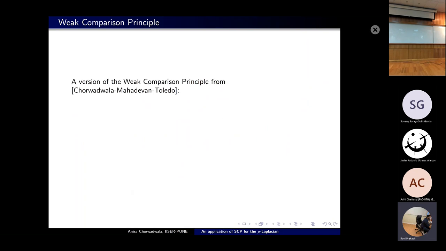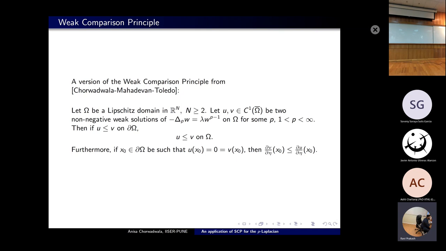Okay, and the weak comparison principle which was there in our paper with Toledo and Rajesh stated this: if Ω is a Lipschitz domain in Rn, where the dimension is larger than or equal to 2, and u and v are C1(Ω̄) functions, which are non-negative weak solutions of this on Ω for some p between 1 and infinity, then if v dominates u on the boundary of Ω, then v will dominate u everywhere in Ω. And here there is no strict sign. It is less than or equal to. It is not saying that v strictly dominates u. So this is the weak comparison principle.